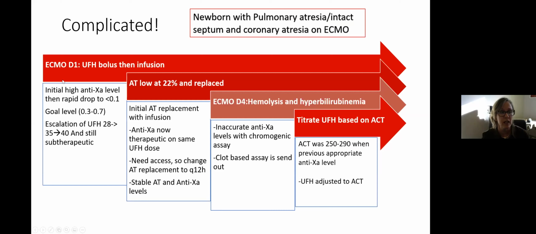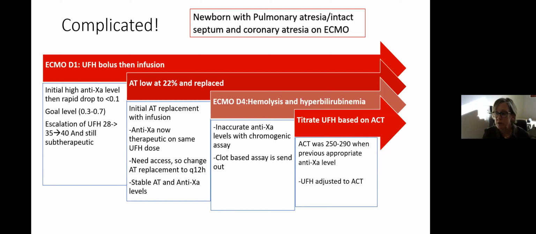Initially, he received his heparin bolus and had a supratherapeutic anti-10A level, which then over the next few hours rapidly dropped to an undetectable level. The unfractionated heparin drip was escalated from 28 to 35 to 40, and the anti-10A level was still subtherapeutic. So an antithrombin or AT level was drawn, and it was low, 22%, and so it was replaced with a bolus, and then an infusion started. With the replacement, the AT level normalized into the 70s, and at that time, the anti-10A level also improved to become therapeutic on the same unfractionated heparin dose.